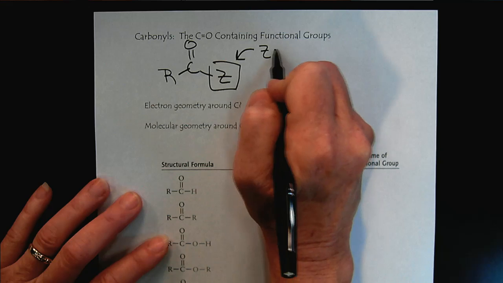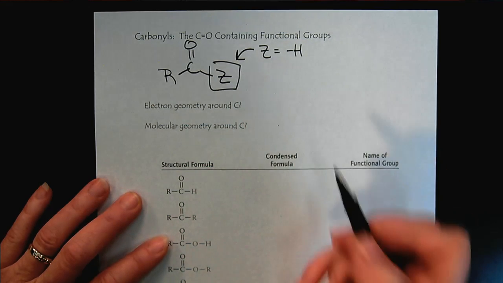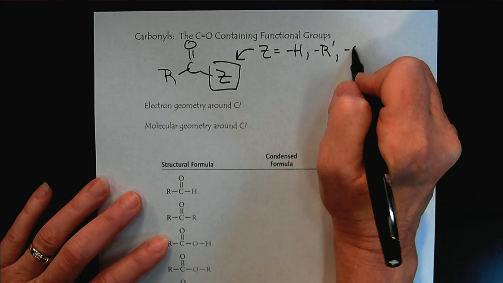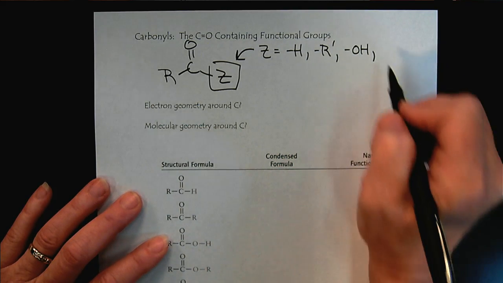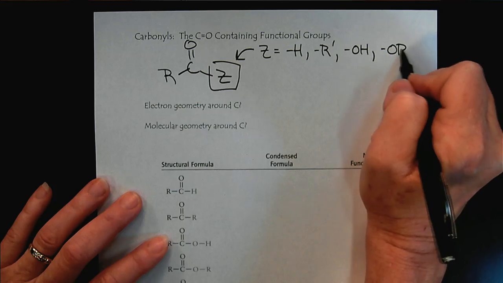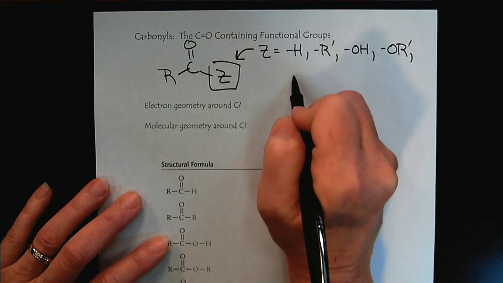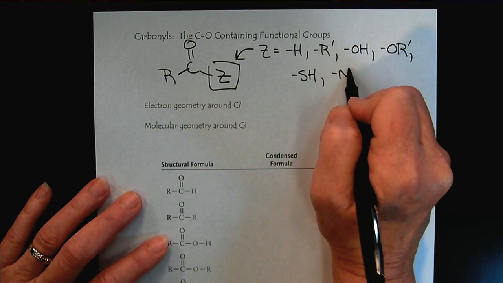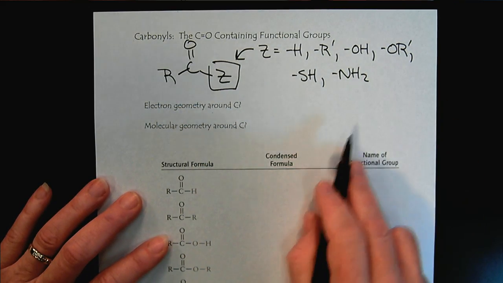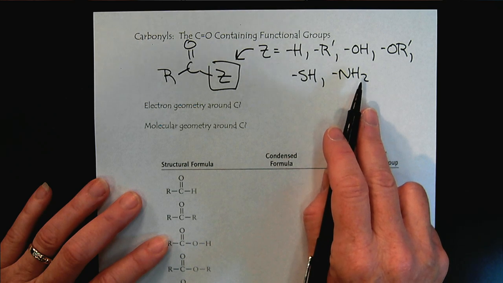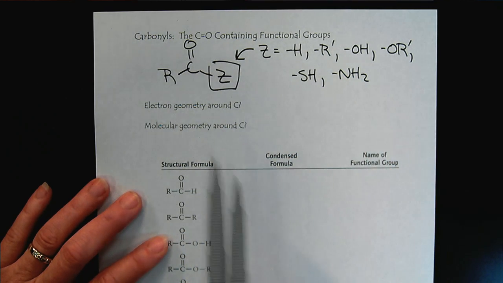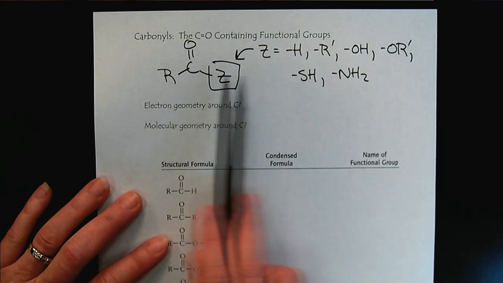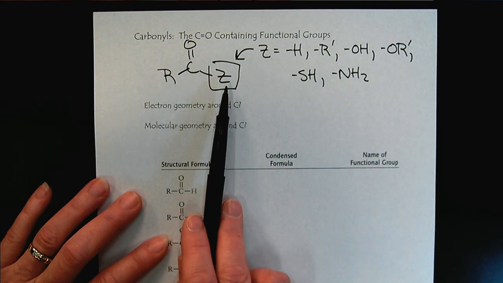So Z can be as simple as a hydrogen or another R group or a hydroxyl group or another ether group, a carboxyl group. We could even put sulfurs in here, thiols, or we could put amines. And you all know that those hydrogens can be replaced with R groups. So once we recognize that we have a carbonyl, it's very important to look around and see what's going on with the substitution of this position.